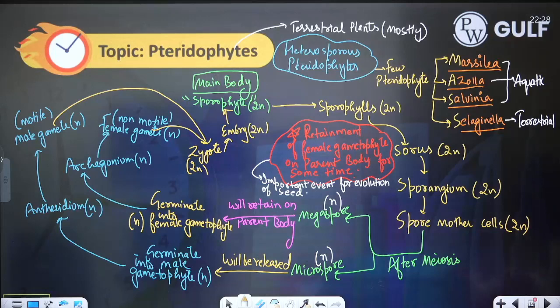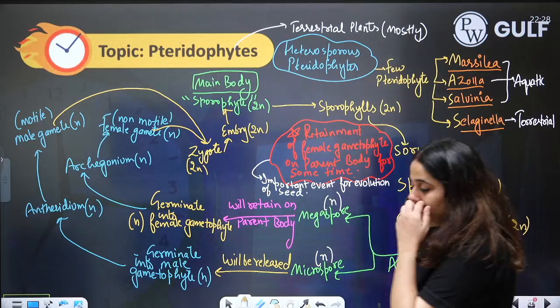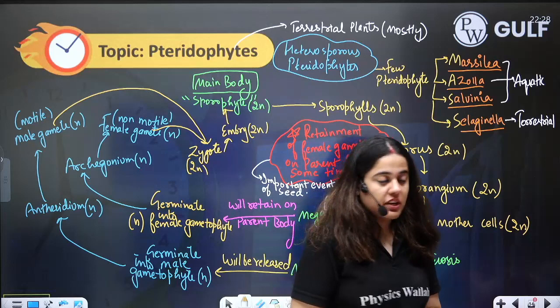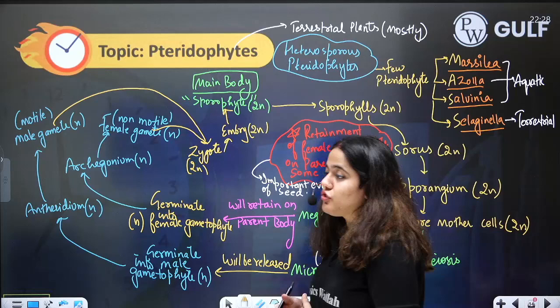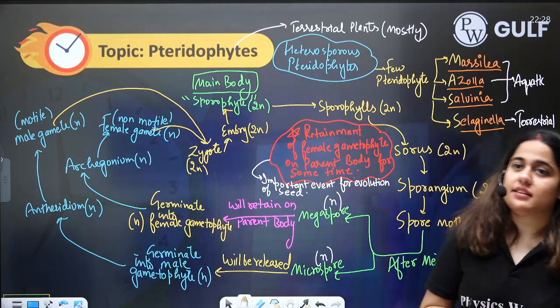Right? If the question is asked which plant showed us an event which can be important for seed formation, that will be heterosporous pteridophyte. So heterosporous pteridophytes were a very important group of plants during the course of evolution of seed, because they showed us the glimpse of how seed can be formed.